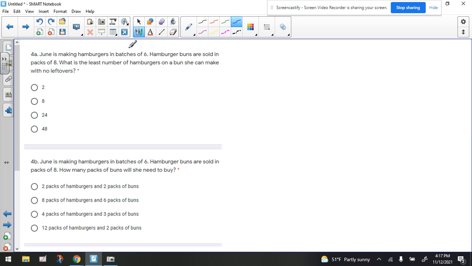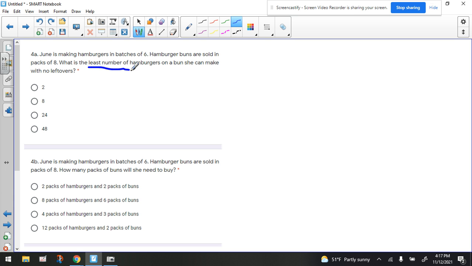June is making hamburgers in batches of 6. Hamburger buns are sold in packs of 8. What is the least number of hamburgers on a bun she can make with no leftovers? So, unlike the previous examples that we were looking at earlier, which were talking about greatest number of, this is talking about least number of.